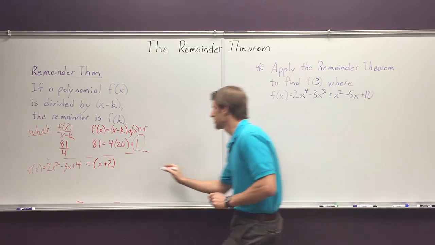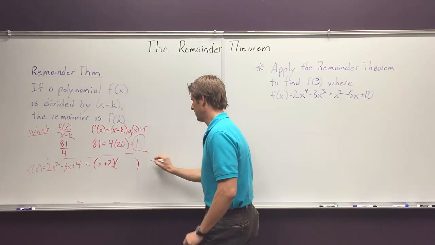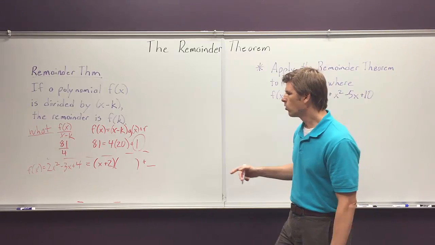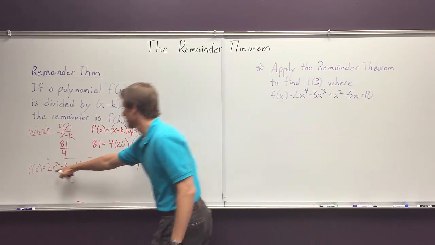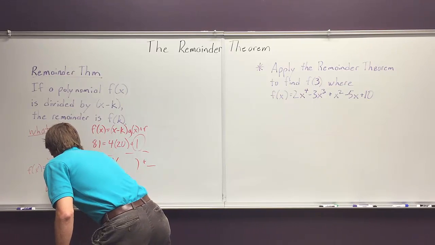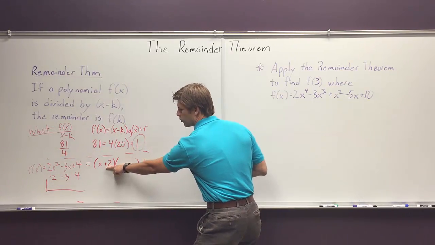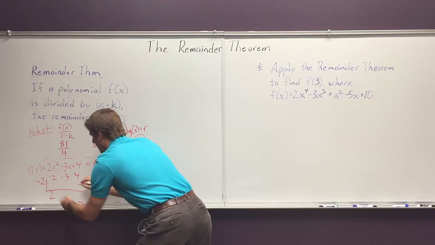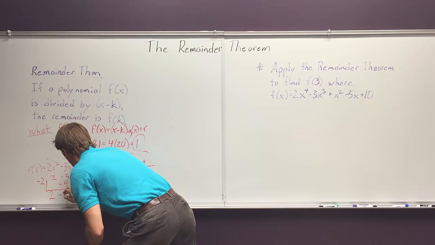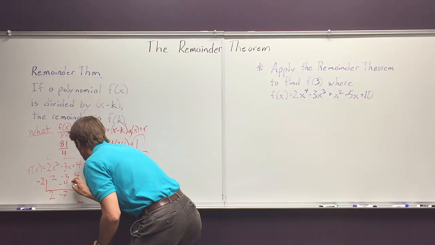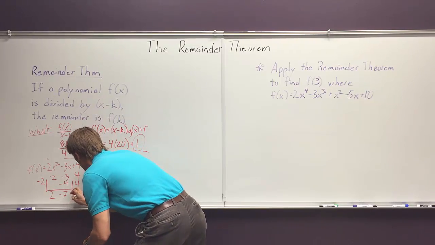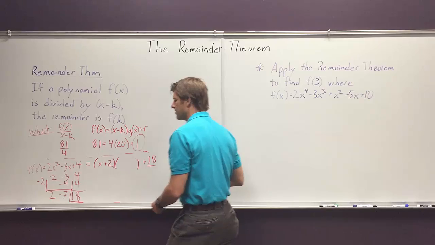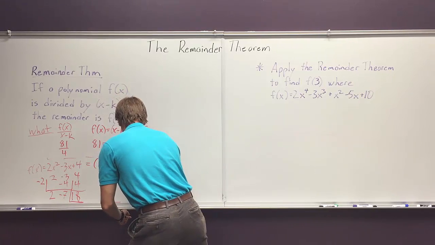Well, I'm going to get some term here, right? And I'm going to get some remainder here. Now, one way to do that would be to do synthetic division. I could take the coefficients here, 2, negative 3, and 4. I'd put in a negative 2 out front. Remember, I carry that down, multiply by negative 2, carry down, multiply by negative 2, carry down. That's my remainder. So this is an 18. And then this should be 2x minus 7.